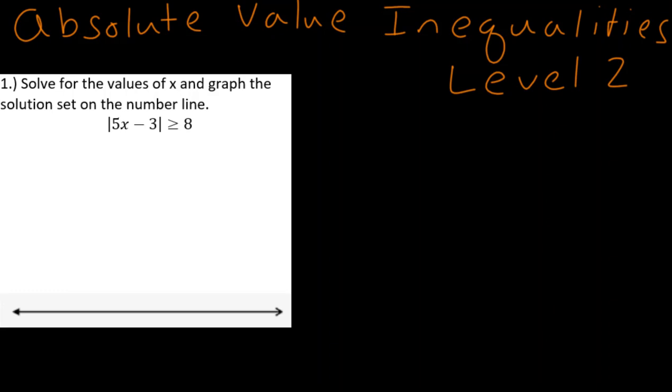All right, and welcome to Absolute Value Inequalities, Level 2. Now for number 1, it says solve for the values of x and graph the solution set on the number line. And I want y'all to first notice that we have this symbol right here.